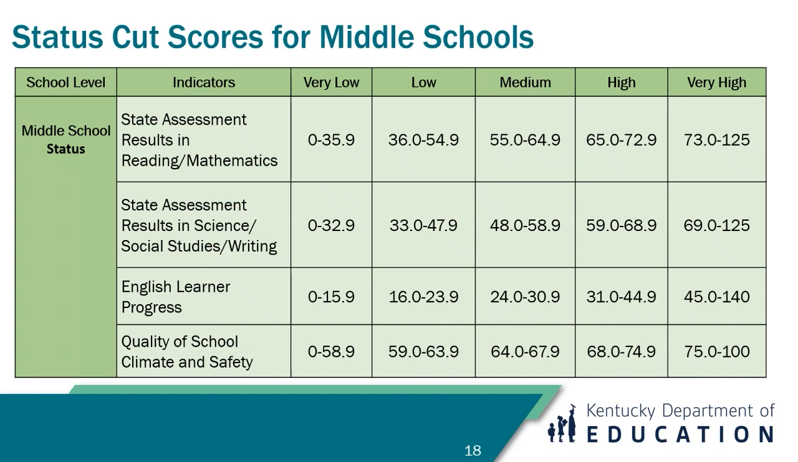This slide shows us the status cut scores for middle schools. Very low 0 through 58.9, low 59 through 63.9, medium 64 through 67.9, high 68 through 74.9, and very high 75 through 100.